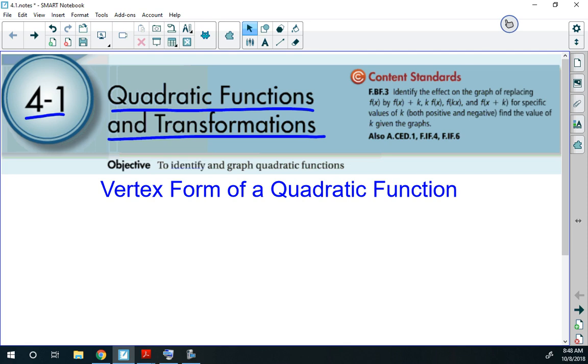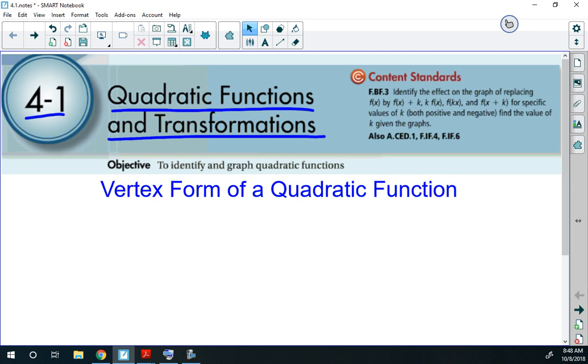The objective, the goal is to be able to identify a quadratic function and to be able to graph a quadratic function. Common Core content standards, you don't need to write those down, but it's just a continuation of what we did in 2.6 and 2.7.